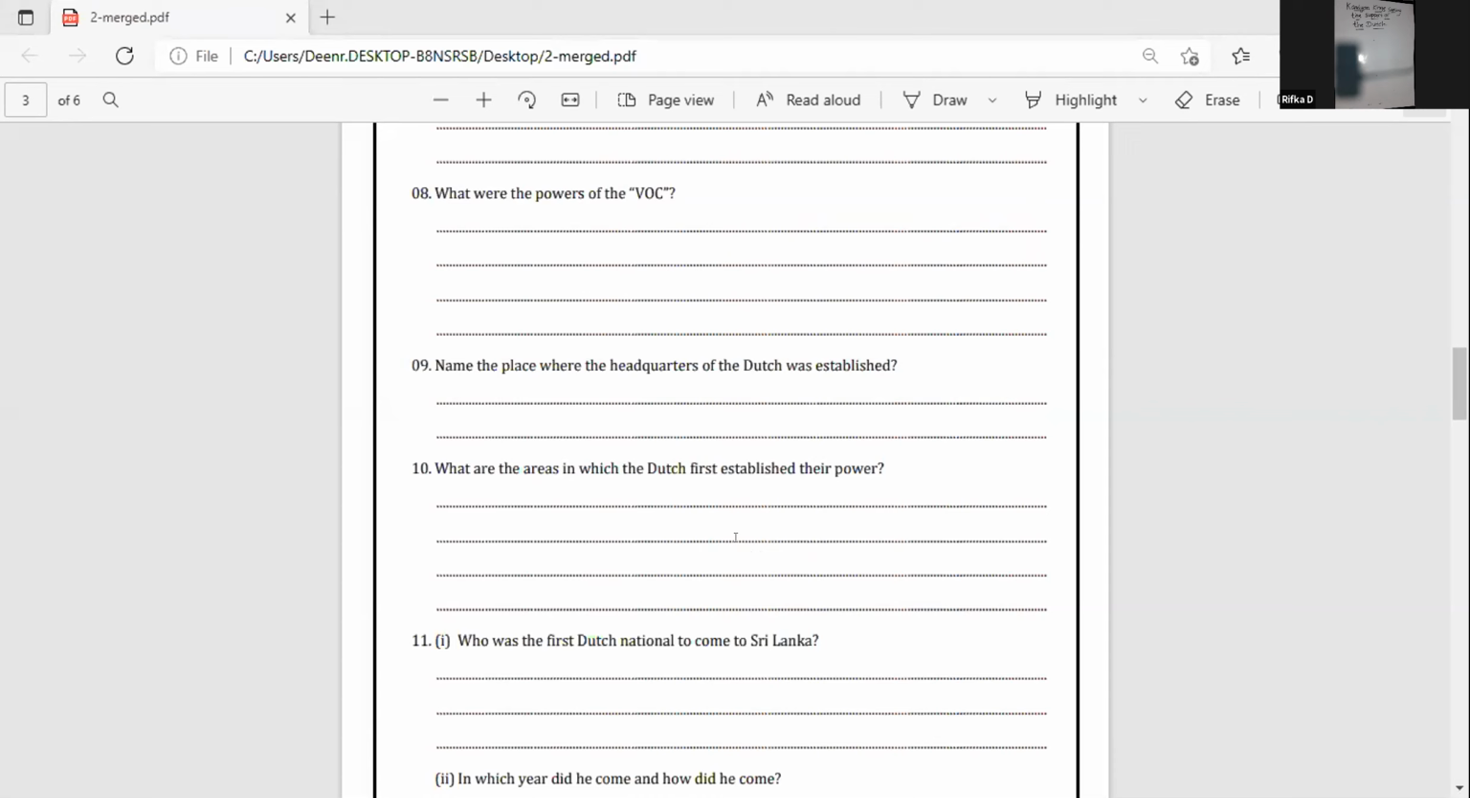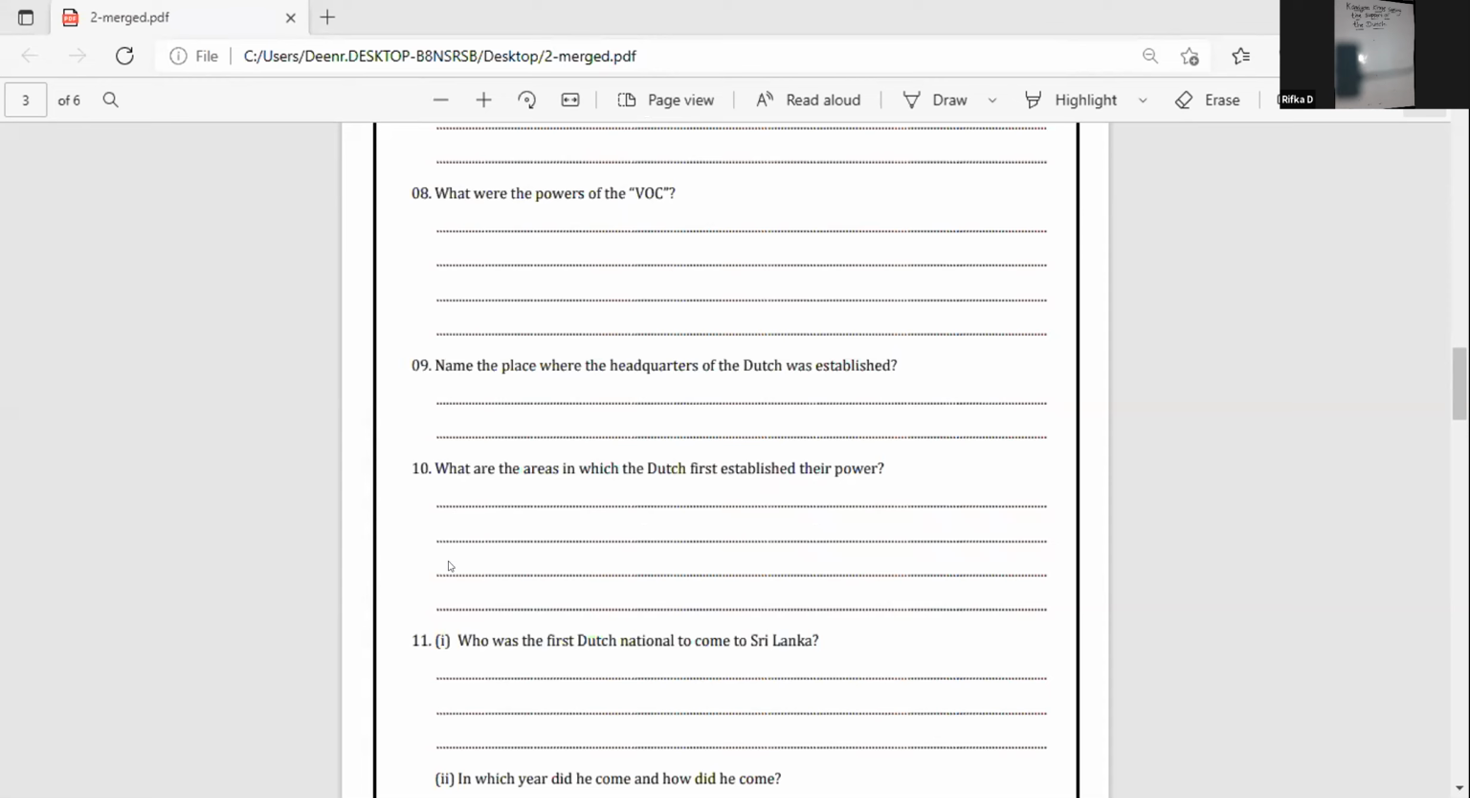Right. Next one. Name the place where the headquarters of the Dutch was established. Yes, Batavia in Java Island, right. Okay, so what are the areas in which the Dutch first established their power?